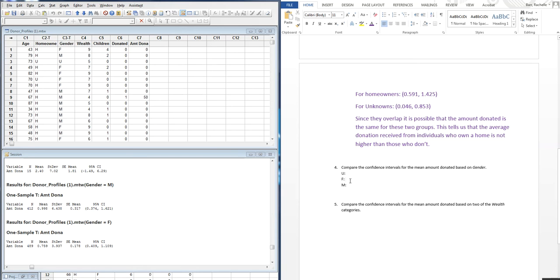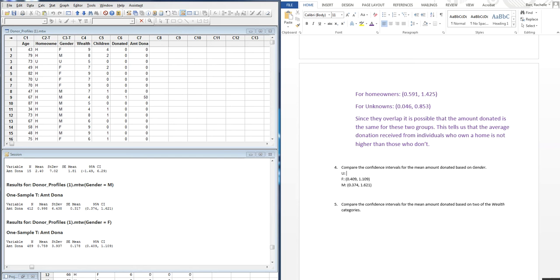So let's see. The female one's my bottom one. That's 0.409, comma, space, 1.109. And then next up I have the males, so 0.374, comma, space, 1.109. These are looking very similar. I just put the female one in the male one. Whoopsie doodles. Let's do this.